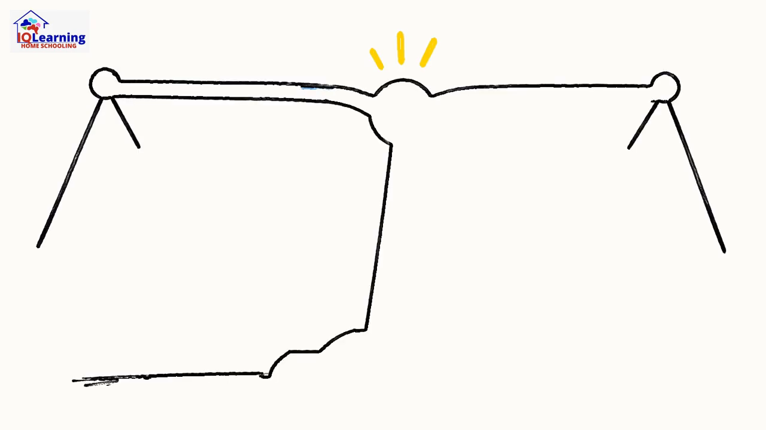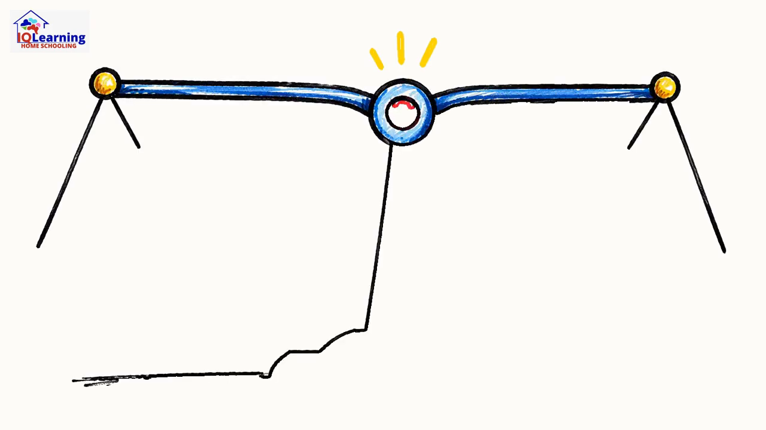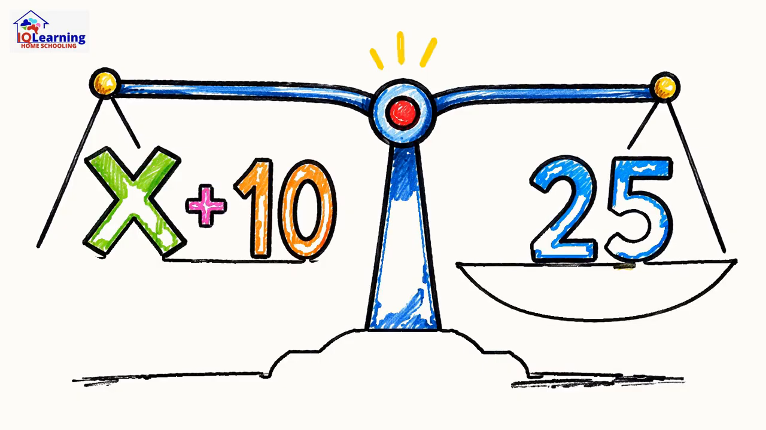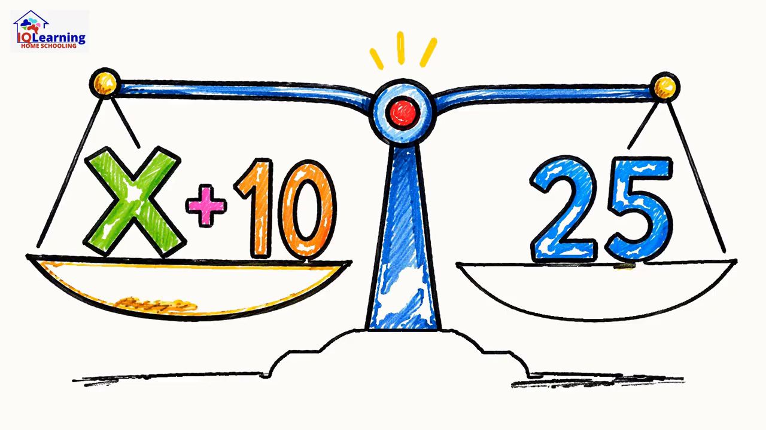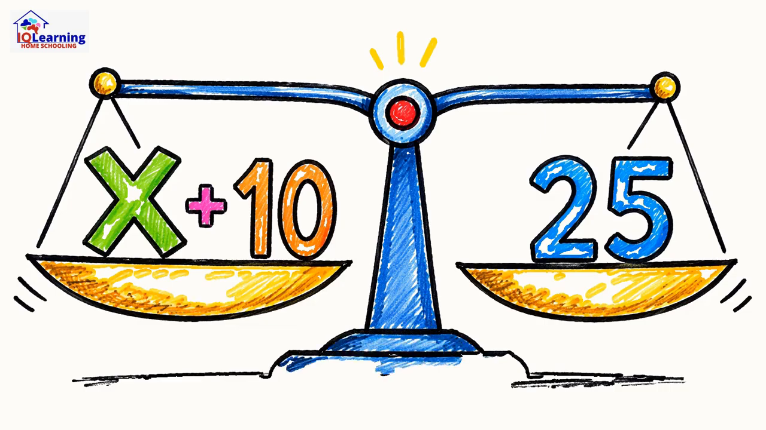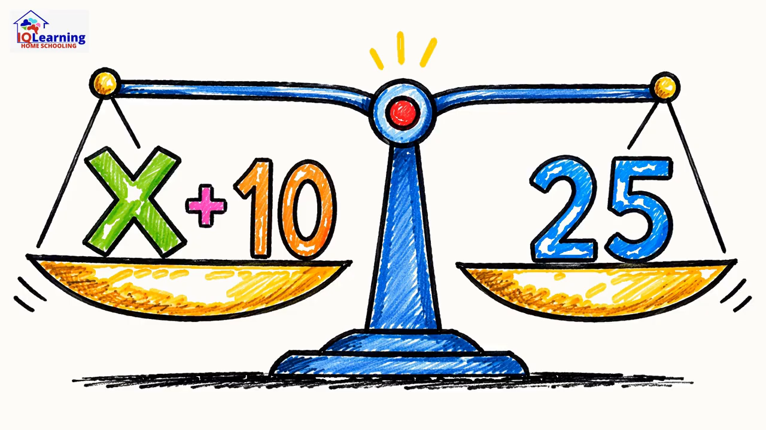An equation isn't just a math problem, it's a statement of balance. Imagine a perfectly level scale. On one side, you have x plus 10. On the other, the number 25. Our mission is to find the mystery value of x while keeping that scale perfectly balanced.